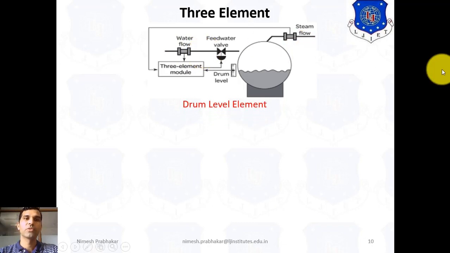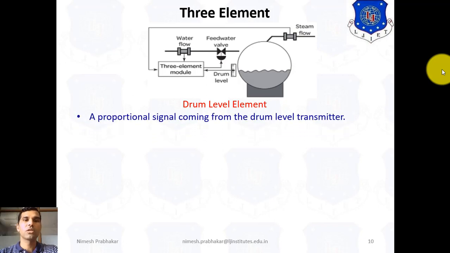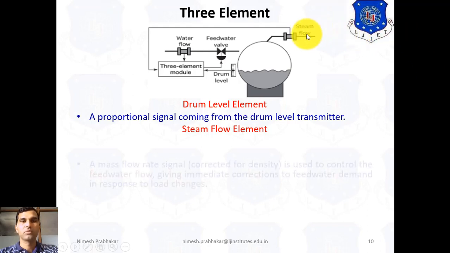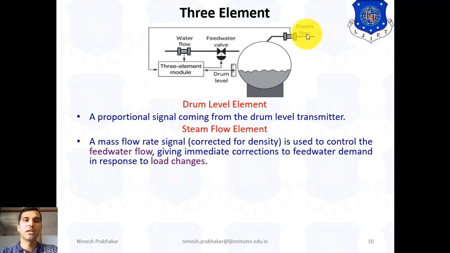Now here, the first element we know is the drum level element. A proportional signal comes from the drum level transmitter, and according to that the action is taken by the controller. Then the second one is the steam flow element. Here this is a steam flow element. A mass flow rate signal is used to control the feed water flow, giving immediate correction to feed water demand in response to load change.